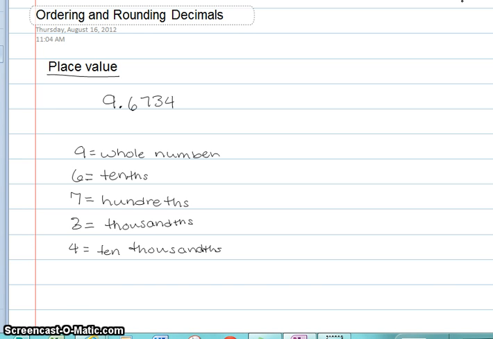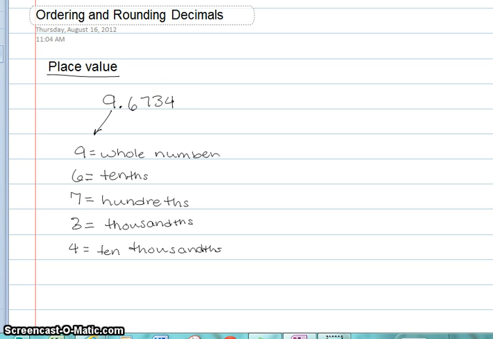The first step to decimals is learning the place value of each number behind the decimal. First, we have 9 as the whole number, 6 as the tenths, 7 as the hundredths, 3 as the thousandths, and 4 as the 10,000ths.